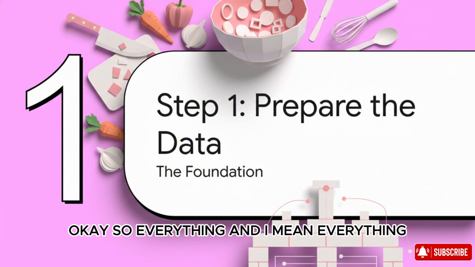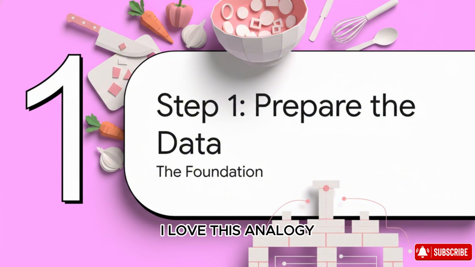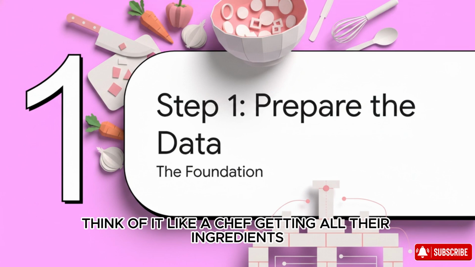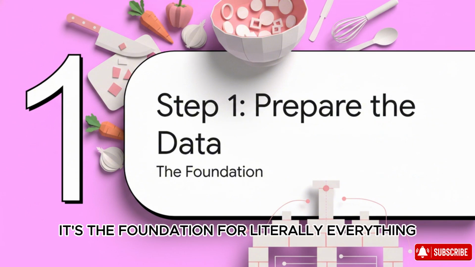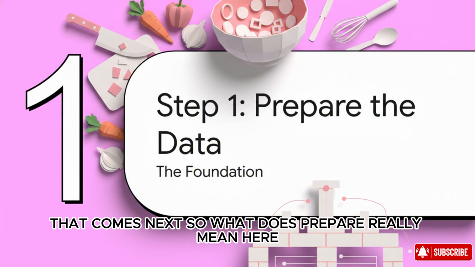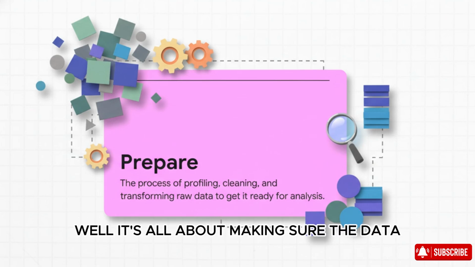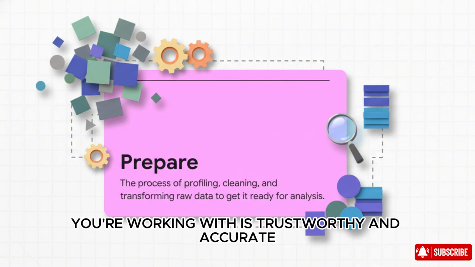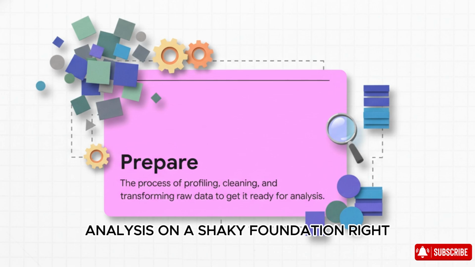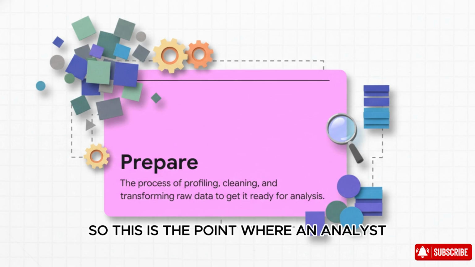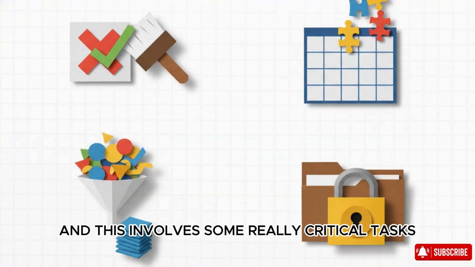Okay, so everything, and I mean everything, starts with step 1, preparing the data. I love this analogy. Think of it like a chef getting all their ingredients prepped before they even think about cooking. This first step is the foundation for literally everything that comes next. So, what does prepare really mean here? Well, it's all about making sure the data you're working with is trustworthy and accurate. You just can't build a solid analysis on a shaky foundation, right? So, this is the point where an analyst makes sure the information they have is solid. And this involves some really critical tasks.